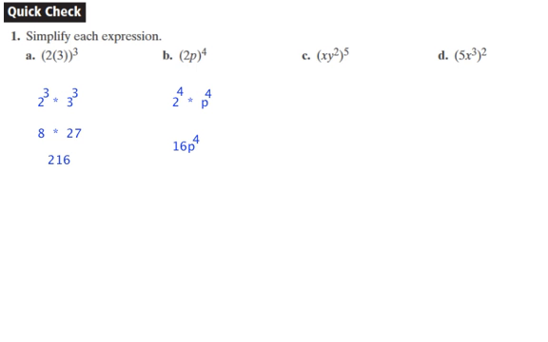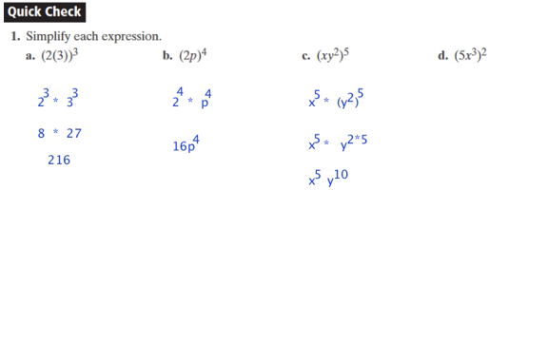For c, we have x, y to the 2nd, all to the 5th power. So first we're going to take x to the 5th power, then we're going to take y to the 2nd power to the 5th power. To do the y to the 2nd to the 5th power, we're going to have to multiply 2 times 5. So we end up with x to the 5th, y to the 10th.